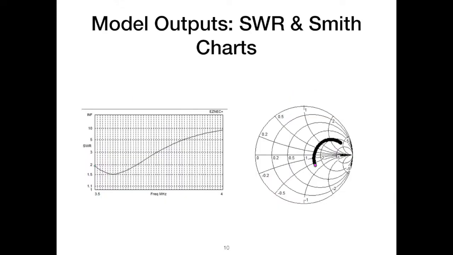SWR plots and Smith charts. The way you read this is the frequency range. Again, this is the 80 meter band, 3.5 megahertz at the bottom end and 4 megahertz at the top end. Our standing wave ratio, starting at 3.5 megahertz, was a little under 2, and it dipped down to about 1.5, and then it just started climbing from there, the higher you got in the band.